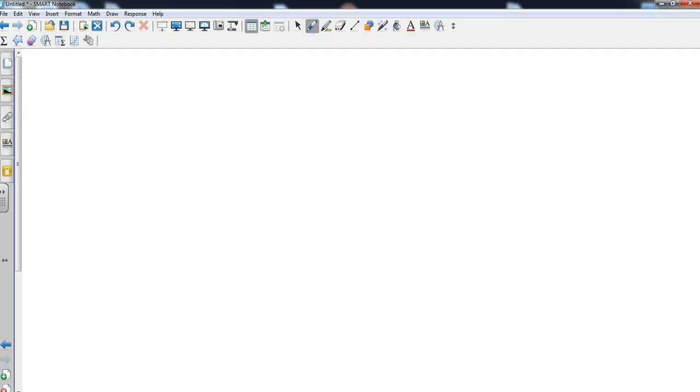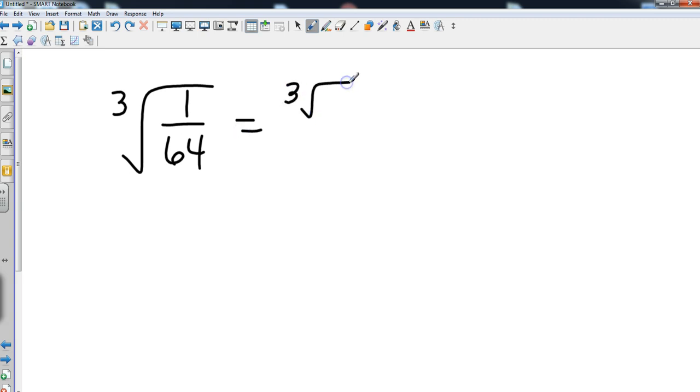I want to throw one more fraction in there, and I want to look at something like this. What if I asked you what the cubed root of 1 over 64 was? Now, you have to ask yourself, what are we taking the cubed root of? I can rewrite this to be the cubed root of 1 all over the cubed root of 64. Because the cubed root is over the entire fraction, I have to find both.